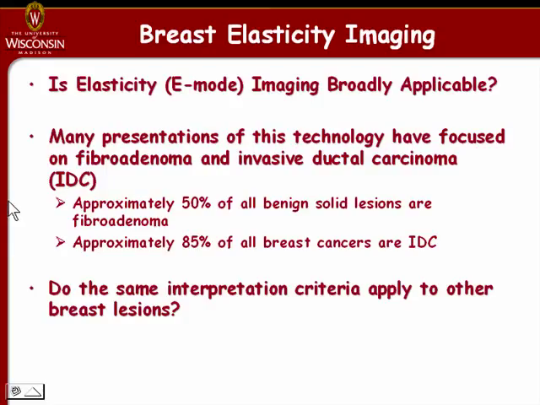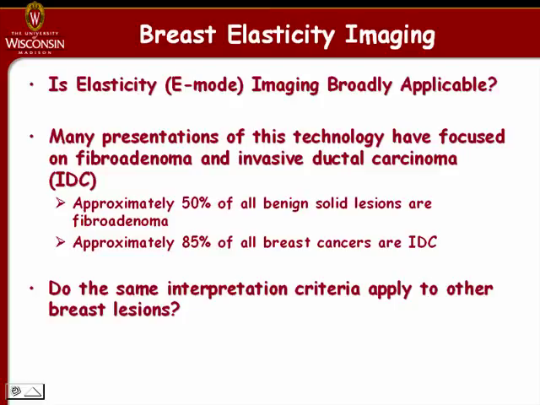So a reasonable question is, does this extend beyond just fibroadenomas and invasive ductal carcinomas? Well, a lot of the presentations that have been done in elasticity image focus on differentiation among solid lesions. One of the reasons is that we know that about 50% of all benign solid lesions are fibroadenomas, and about 85% of all cancers are invasive ductal carcinomas. So it's no surprise that they're the typical example.